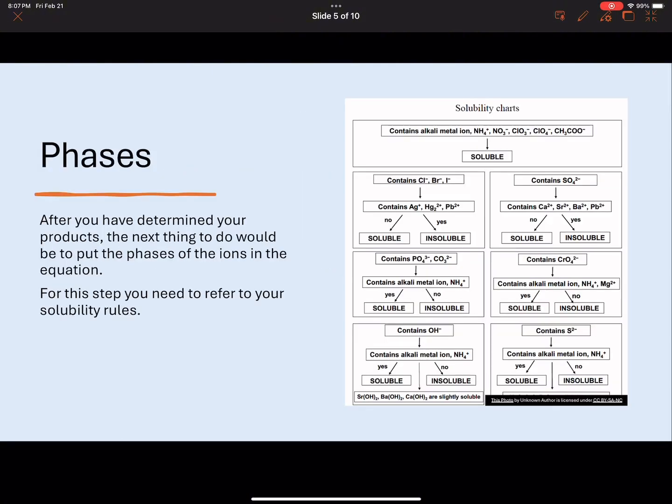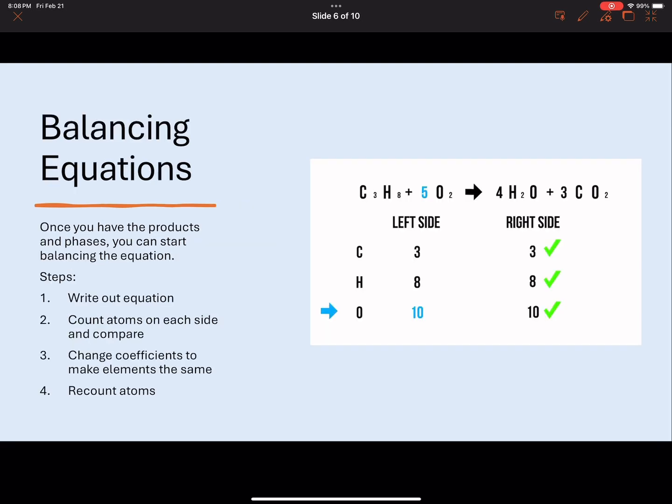Okay, so after you have your products, the next thing is to write out the phases of the ions in the equation, or the molecules. For this step, you need to know your solubility rules. It is best to memorize them by heart, but if not, you can always have a reference sheet available. Okay, so far we have our product and we have the phases on them.